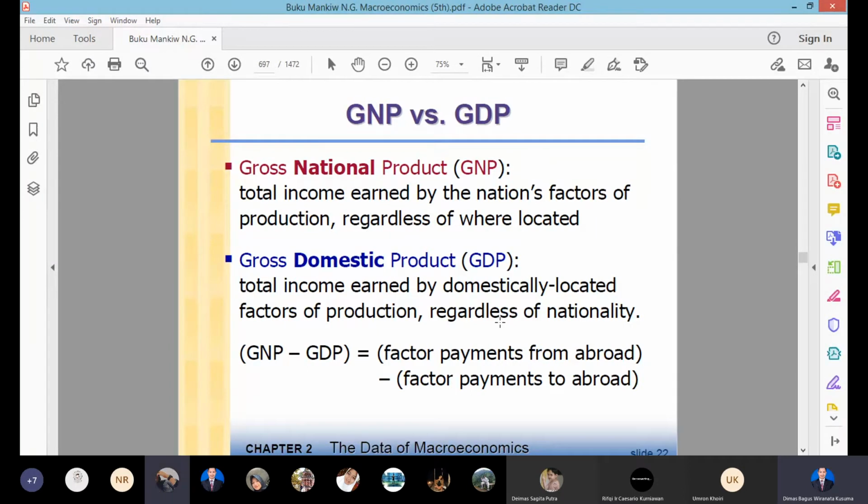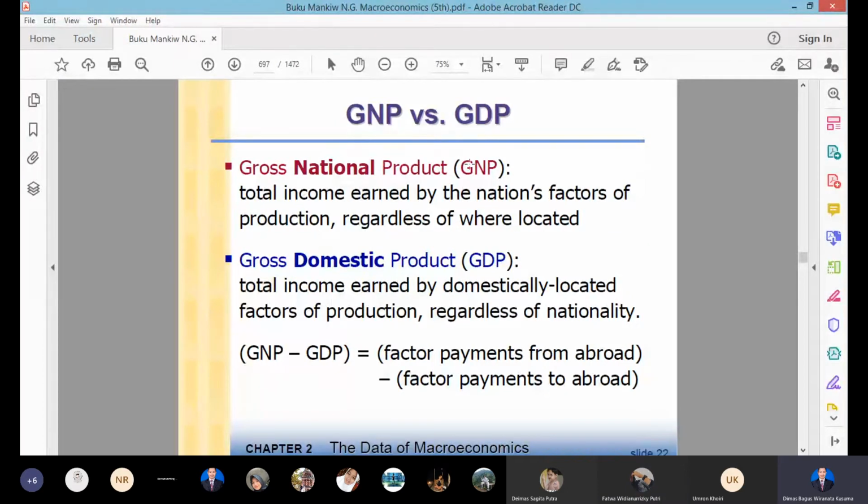Fatwa, if you are the policy makers of this country, which one is the proxy to measure our national income, GNP or GDP? Maybe GNP. Okay, maybe it means that you are not quite sure on that. Okay, we try to discuss a bit.